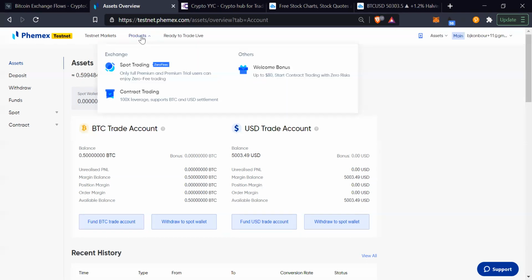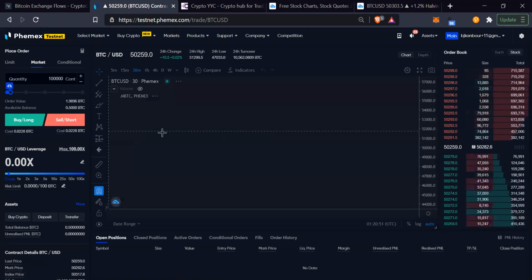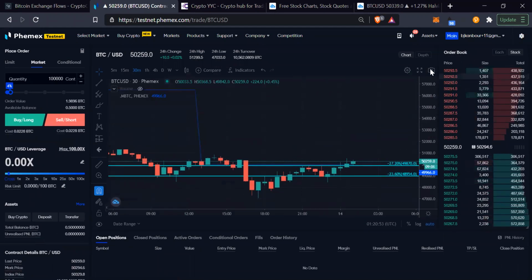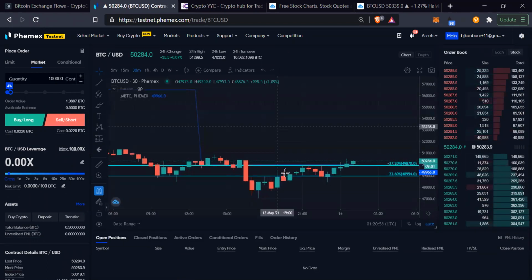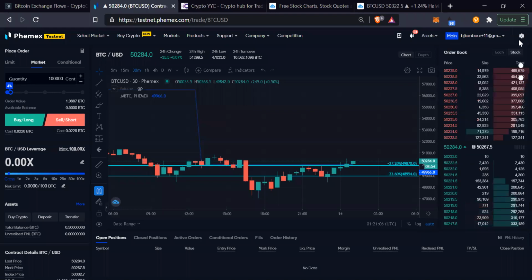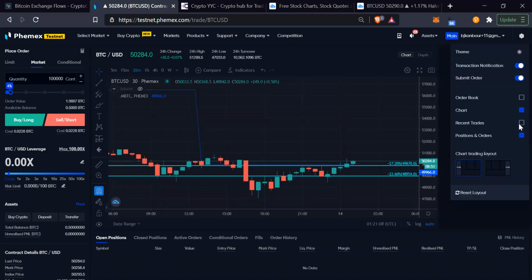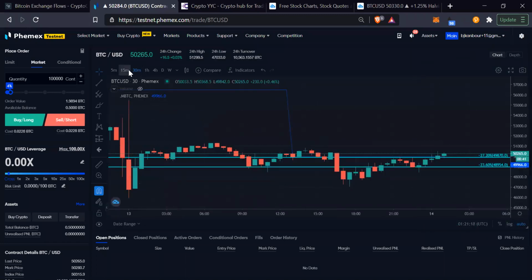Up here, if you hover over the products tab, you can click on contract trading, and it'll take you to this contract trading screen. You can set up and customize this display however you like. You can click and drag here. You can also shrink things and make them bigger. If you click on this little gear up at the top, you can hide the order book and the recent trades. I like to leave the chart and position orders open because those are really the most important things.